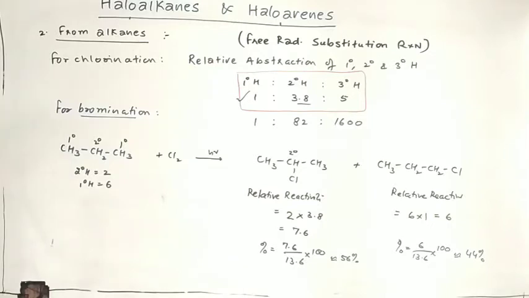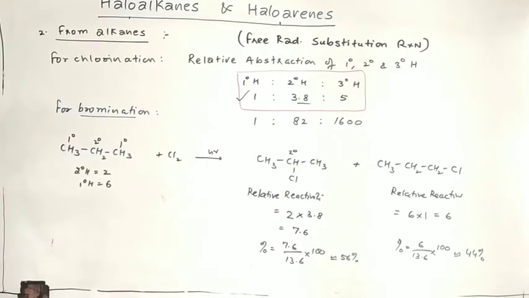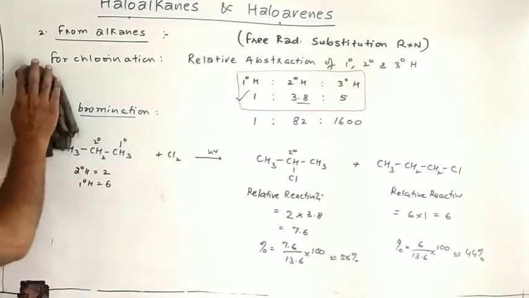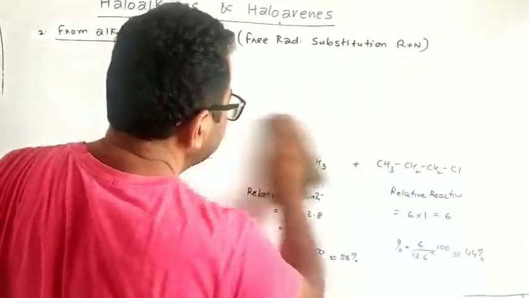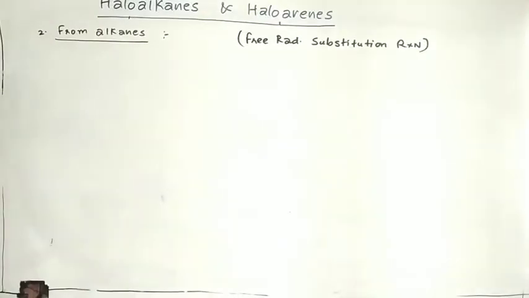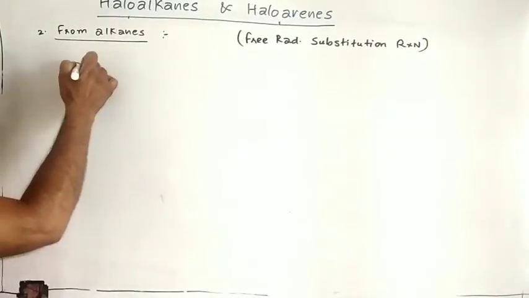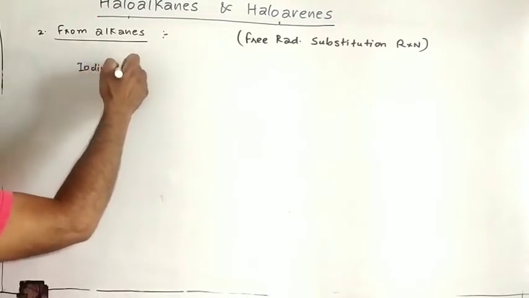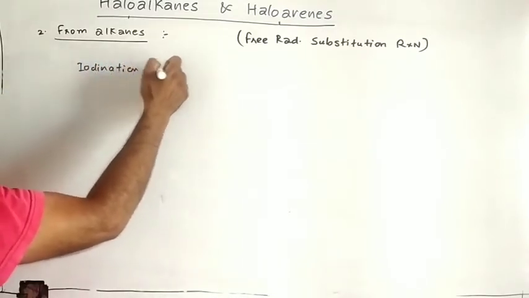So chlorination and bromination. Chlorination is very fast process. You can't add directly fluorine. Chlorination and bromination, these two reactions are easy. But fluorination is explosive. You can't add directly fluorine. Iodination के लिए iodination is reversible.